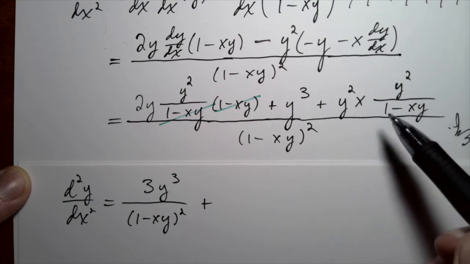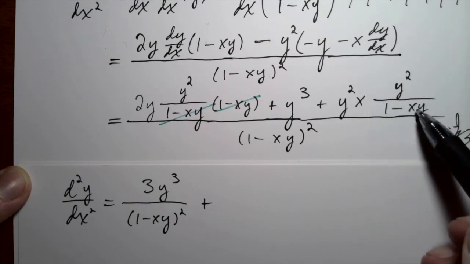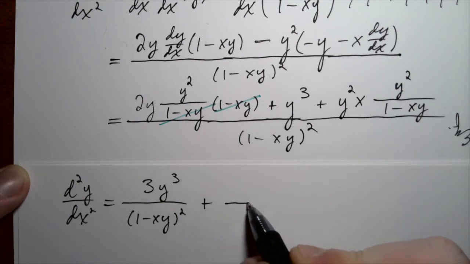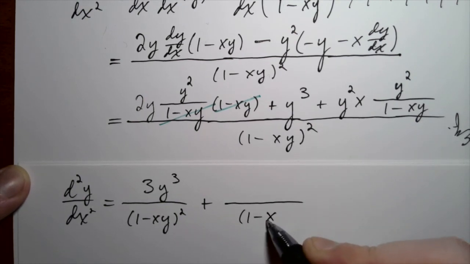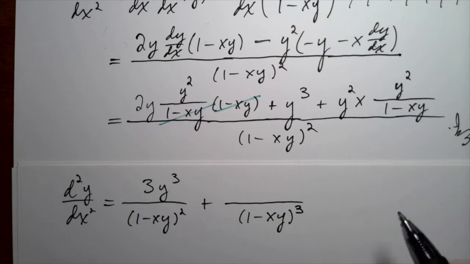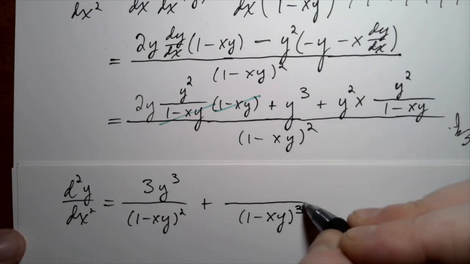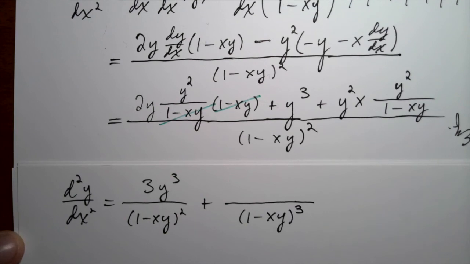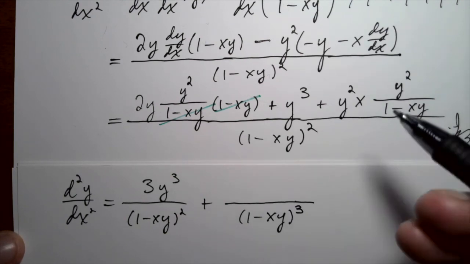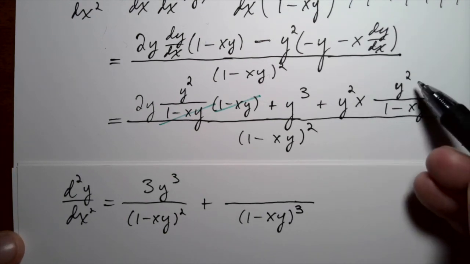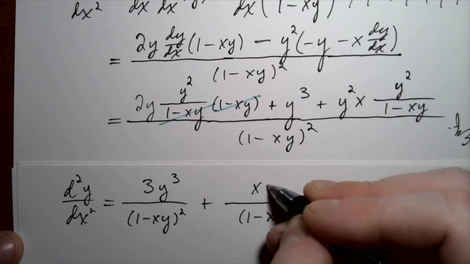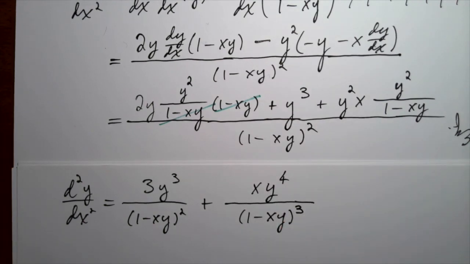That's fine. There's only one other term, and it has a 1 minus xy in the denominator. So I'm going to bring that extra 1 minus xy and multiply it by the denominator. I have 3 copies of it there. So that term will have a 1 minus xy cubed. What's left? We have an x, and we have y squared times y squared. Let's write that as x times y to the 4th. So that's a nicer way to write the second derivative. I like it much better that way.